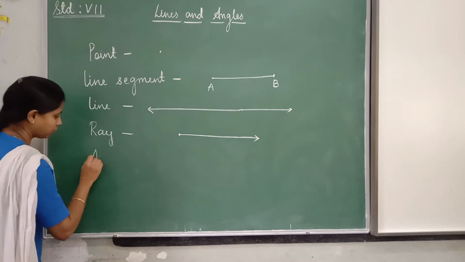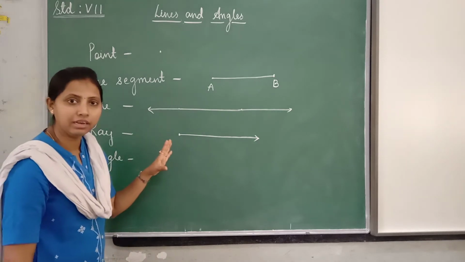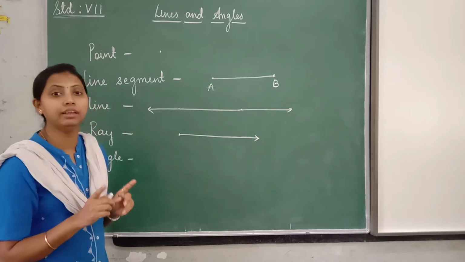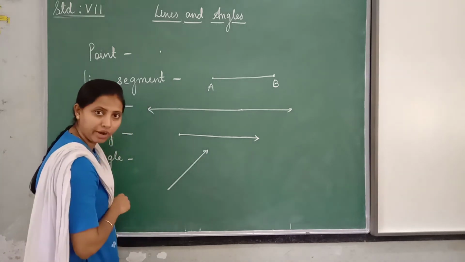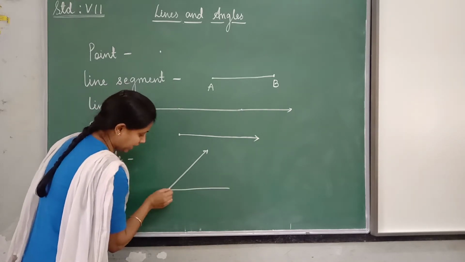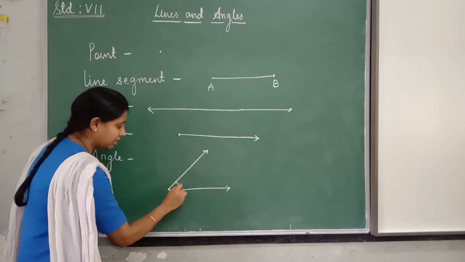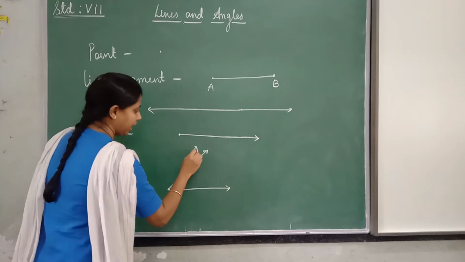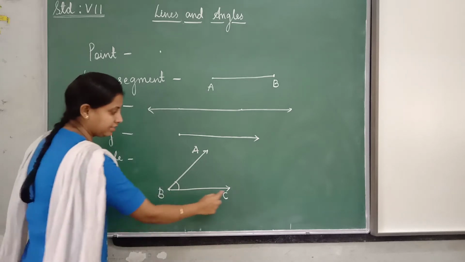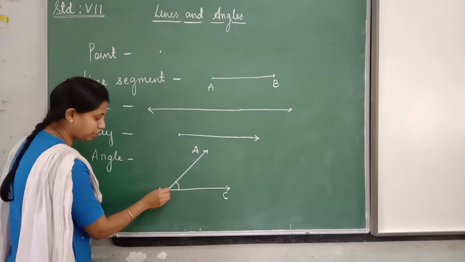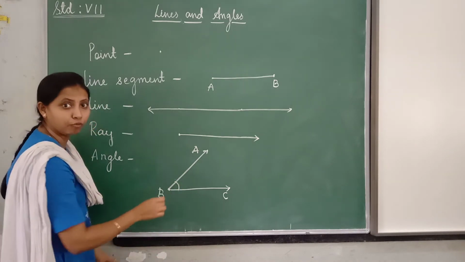Then next, coming to the next one, is angle. What do you mean by angle? Angle is formed when 2 rays meet at a common point. Now, this is one ray, with one end point. When another ray meets at the same point, then an angle is formed. Yes, A, B, C. AB is one ray, BC is one ray. Both the rays have a common point B, and the space between these 2 rays forms an angle.